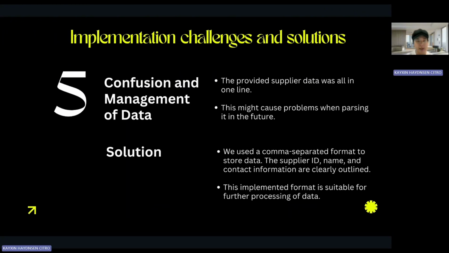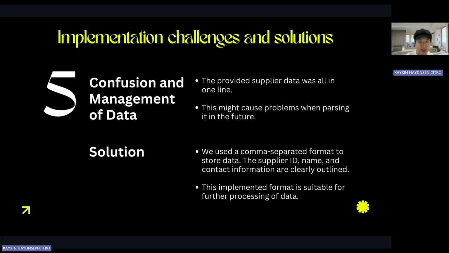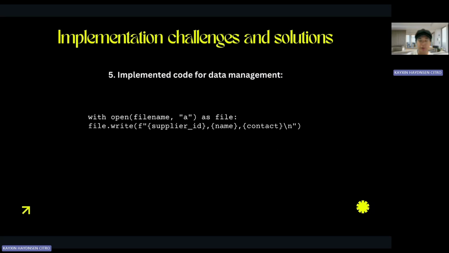And finally, the last challenge is confusion and management of data. The supplier data was all in one line, and this might cause problems when parsing it in the future. So the solution for this problem is we use a comma separator format to store data. The supplier ID, name, and contact information are clearly outlined. And this implemented format is suitable for further processing of data. And this is the code we use in the final product. And that's it for me.